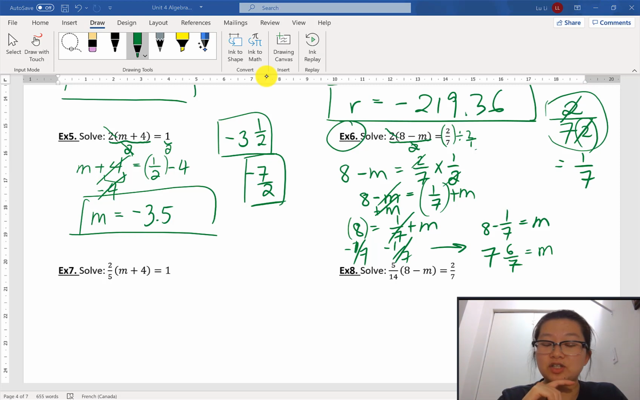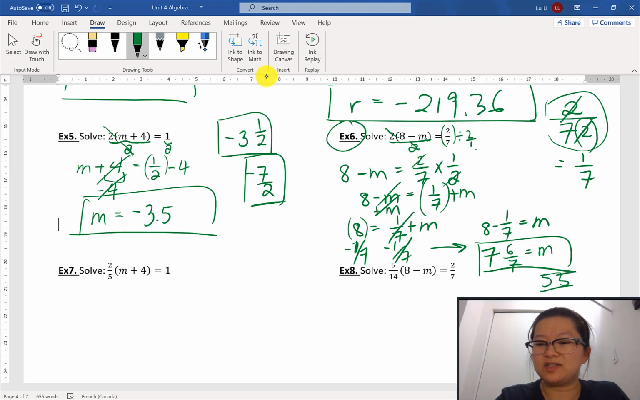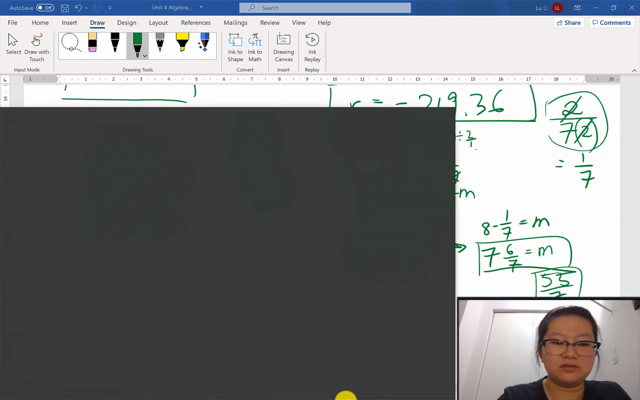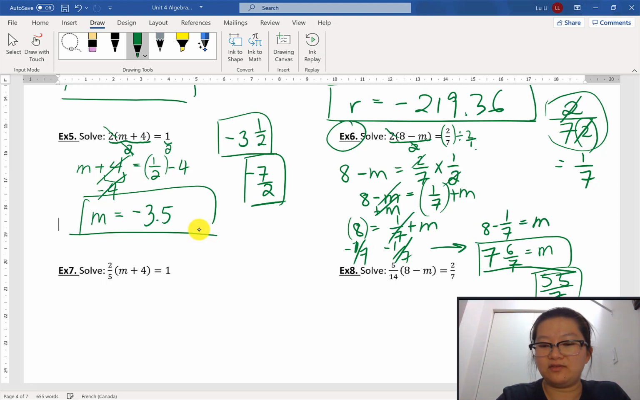If you don't believe me, you can check your calculator. At this point, you should be very good with adding and subtracting rational numbers, okay? So you can leave it as a mixed fraction, or this would be 49 plus 6, 55 over 7. Or if you did it as a decimal, it would be 7.857, and I'll take that answer as well. Okay, those are our possible solutions. Okay, sorry about that, took a while.